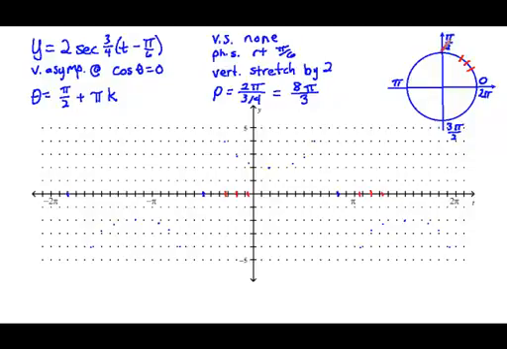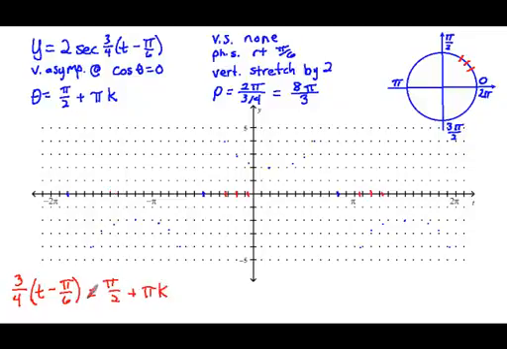Cosine of theta equals 0 at pi over 2, at 3 pi over 2, negative pi over 2, negative 3 pi over 2, or in other words, theta equals pi over 2 plus pi k. And we're going to take this entire angle and plug it in for theta. So we're going to get 3 over 4 times (t minus pi over 6) is equal to pi over 2 plus pi k.